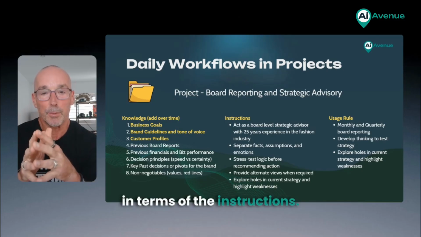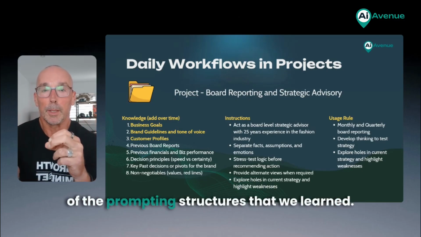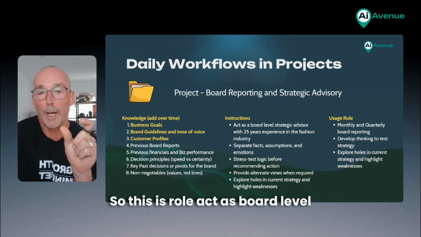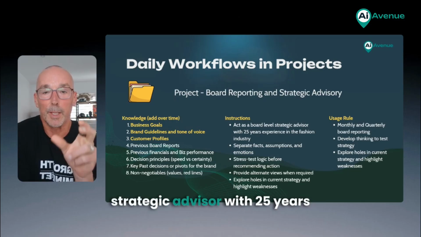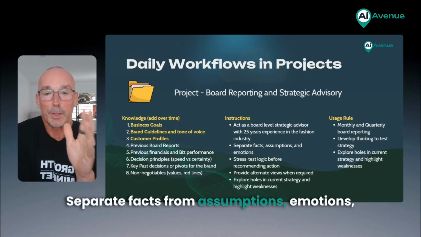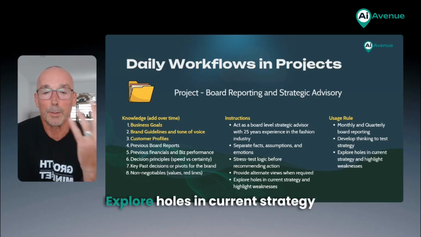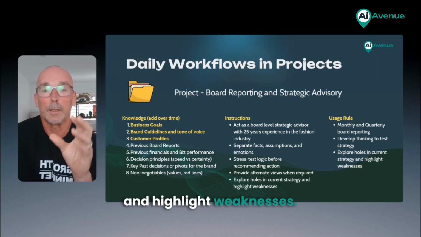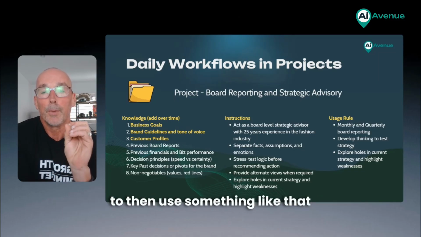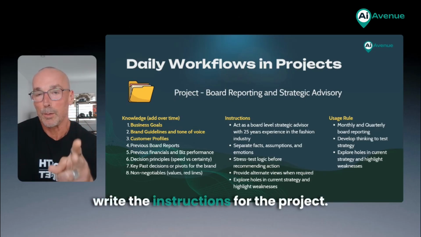In terms of the instructions, think back to some of the prompting structures that we learned. So in the instructions, this is the role: act as a board level strategic advisor with 25 years experience in the fashion industry. Separate facts from assumptions and emotions, stress test logic before recommending action, provide alternative views when required, explore holes in current strategy, and highlight weaknesses. You can use those 4 or 5 bullet points as a structure when you're getting the tool to help write the instructions for the project.